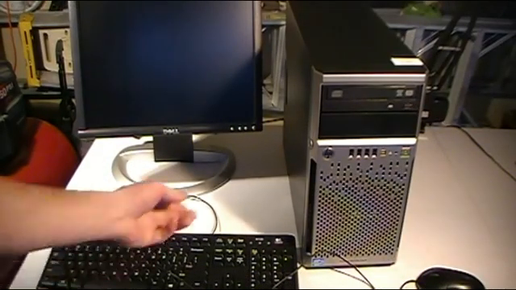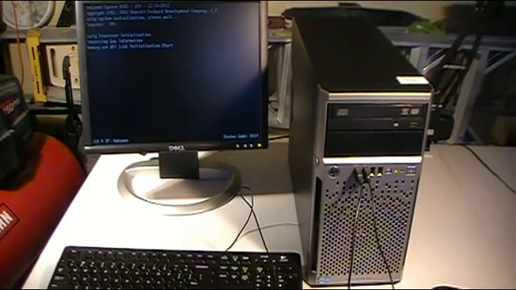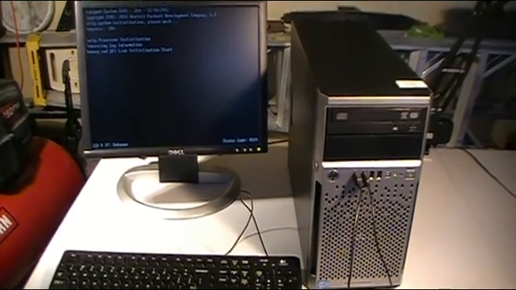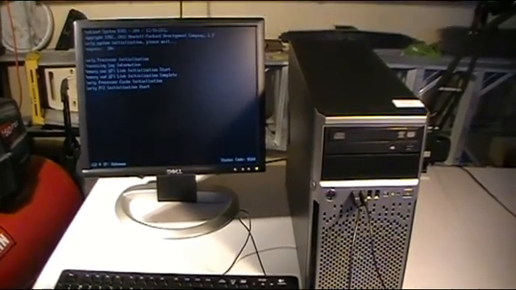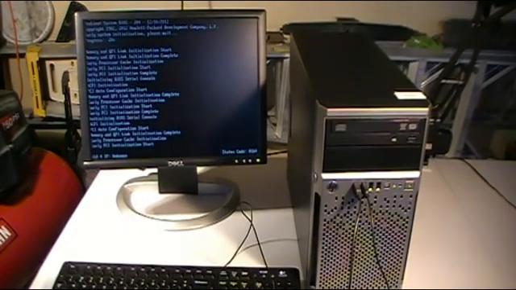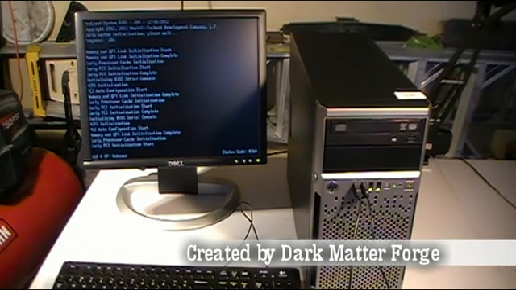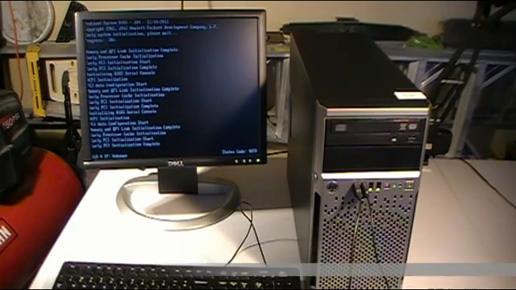So we got this little guy booted up. The system is coming up nicely. Anyway, that's it. HP ProLiant ML310e Gen 8 server. Nice little machine. Thanks for watching.